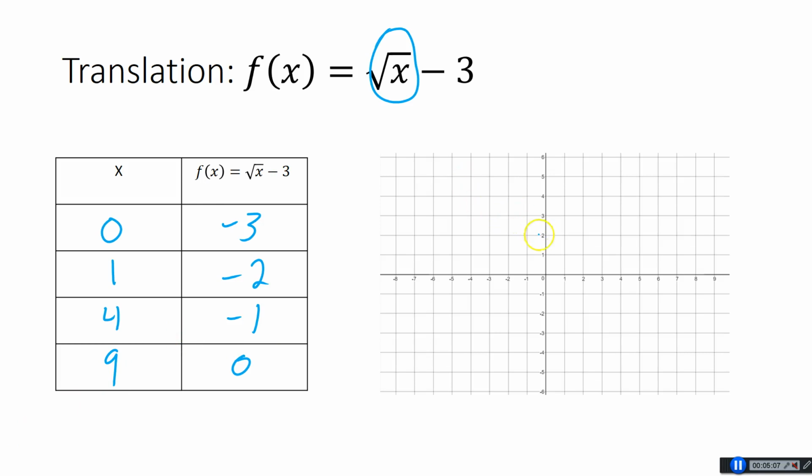Okay, so let's see here. We have 0, negative 3. That's right there. Then we have 1, negative 2. That's right there. Then we have 4, negative 1. That's right there. And then we go all the way to 9, 0 right there. So that's going to come up like this and keep going like that. Okay. So we see that that subtraction of 3 looks like it was a shift down. Or I should call it a translation because we're going to use S for something later, and I want to keep that language going. So this is a translation going down.